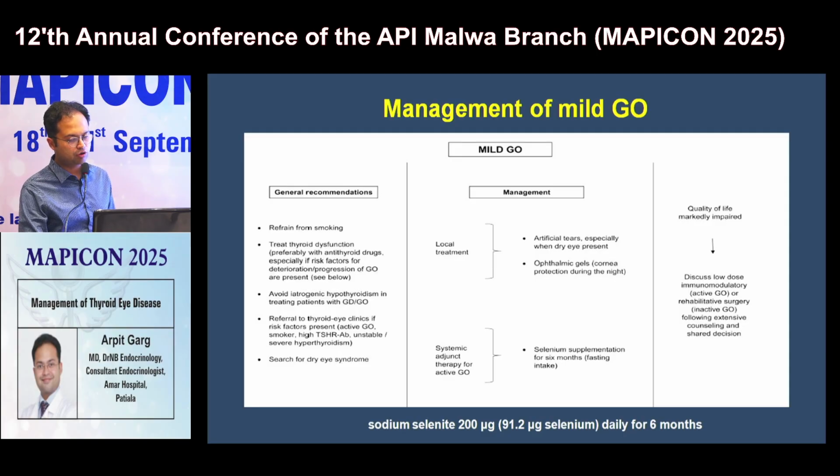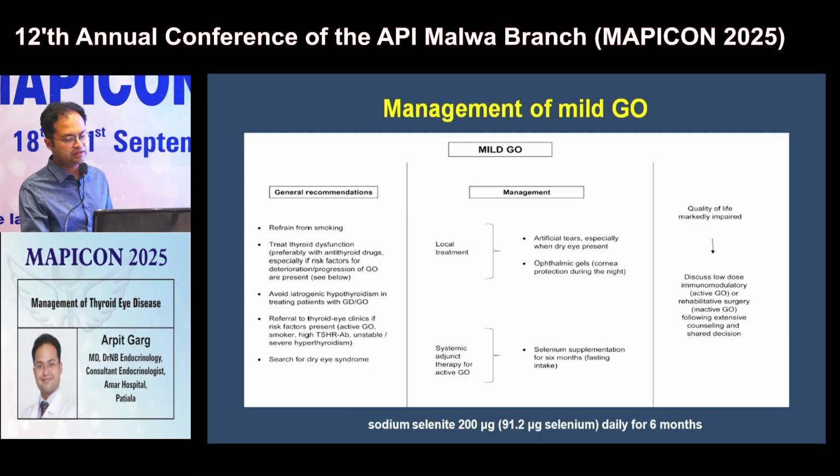You have to just normalize the thyroid profile of the patient, try to normalize T3, T4 levels. And there is a particular drug, that is selenium, which can be given in mild disease, and it has shown that if you give selenium in mild Graves orbitopathy, there is some degree of improvement which is seen in the patients. It is given in a dose of 200 micrograms daily for 6 months, and selenium is very easily available in a lot of nutraceuticals which are available in the market.